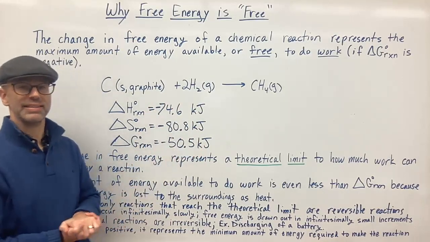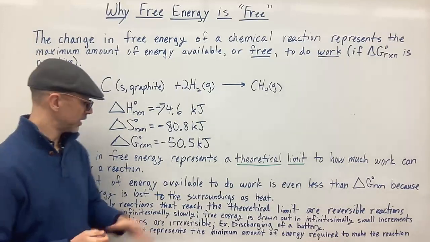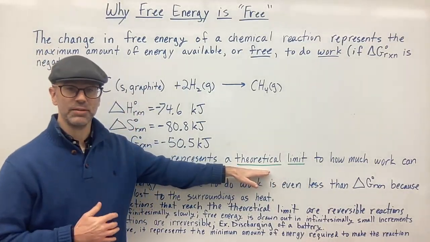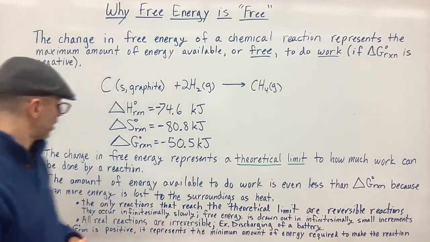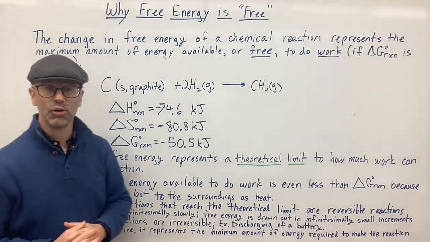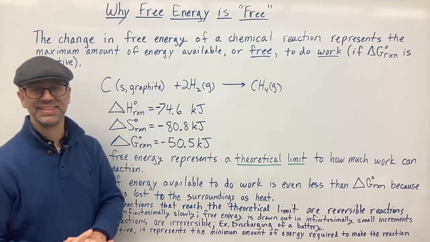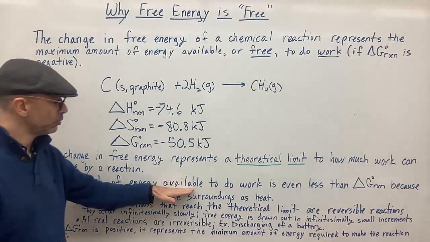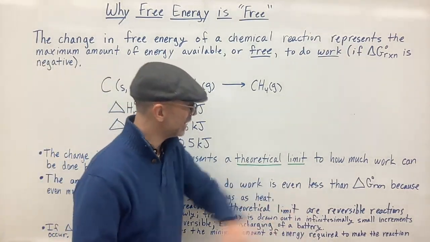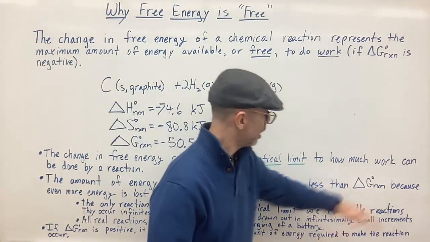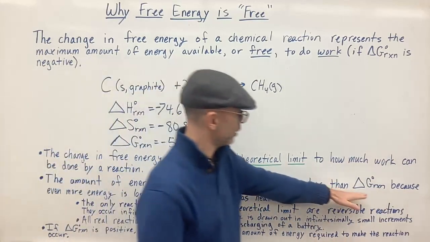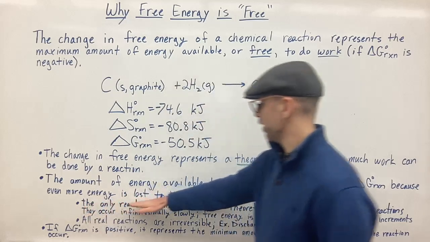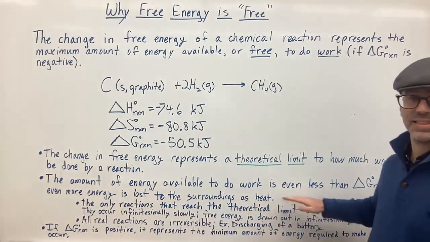But you've got to remember that this is a theoretical limit. So the change in free energy represents a theoretical limit to how much work can be done by a reaction. So a lot of times it's less than that, right? So the amount of energy available to do work is even less than the delta G of the reaction, the standard free energy change in the reaction. Because even more energy is lost to the surroundings as heat, right?